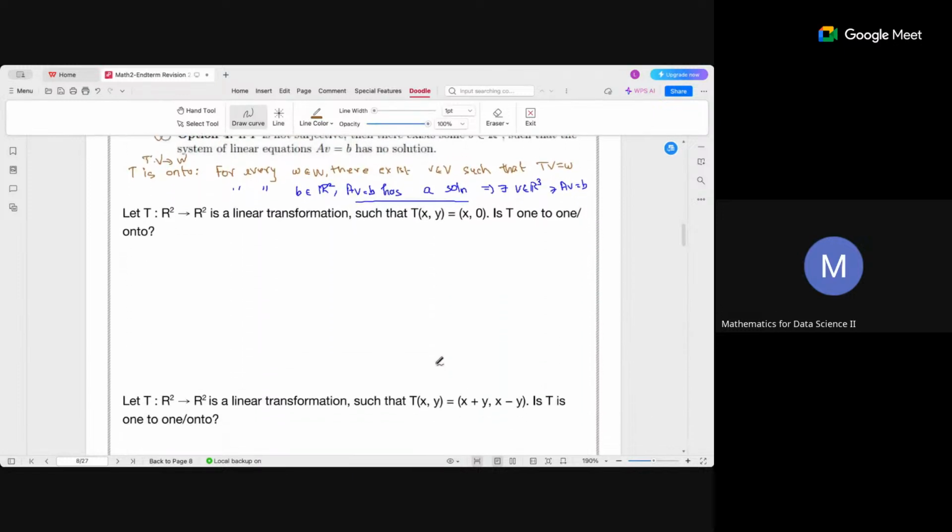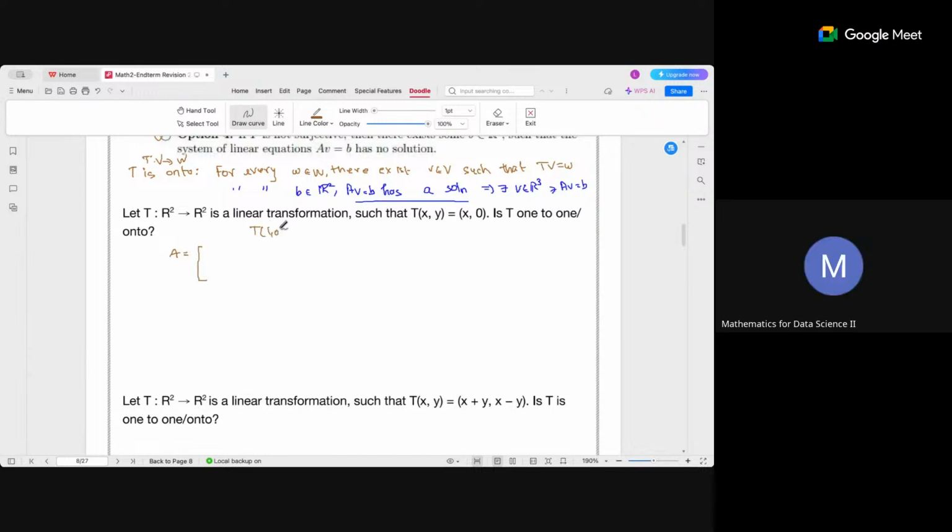Okay, let T from R2 to R2 be a linear transformation such that T of (x, y) is equal to (x, 0). Is T one to one or onto? So there are two ways. One is just look at the transformation and find the kernel or image. The other is to look at the matrix with respect to the standard basis. Can you quickly tell what is the matrix with respect to the standard basis?